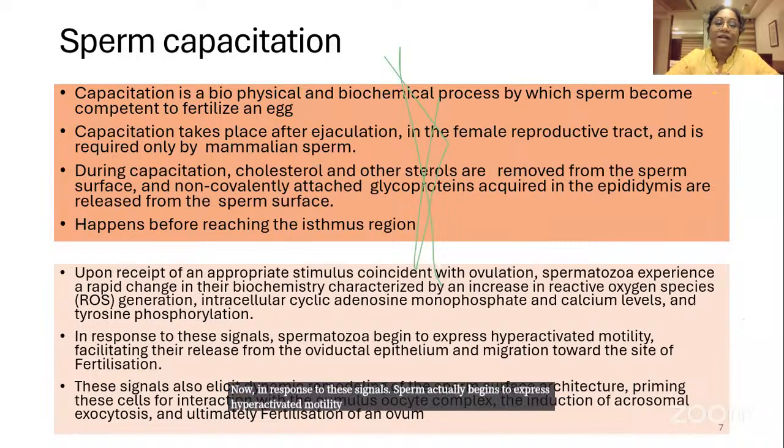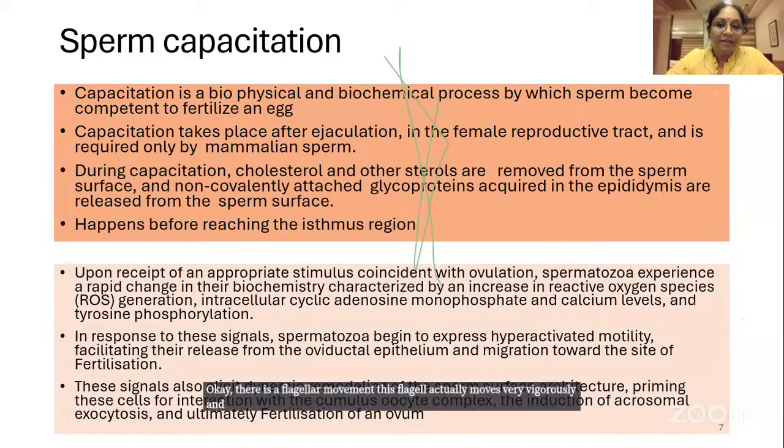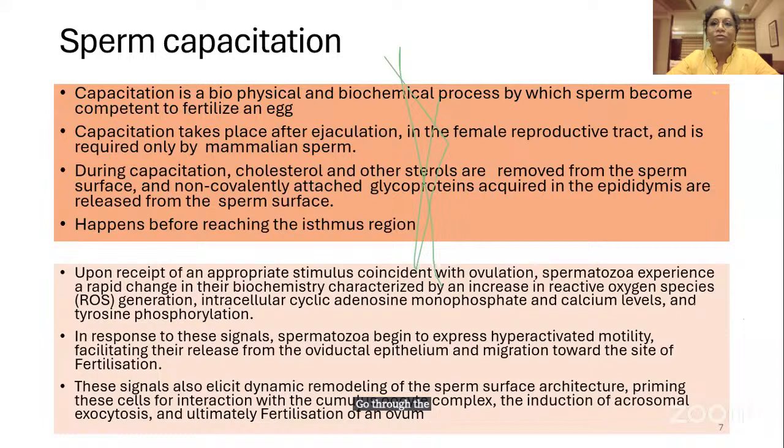And this is a very interesting phenomenon. If you look at the image of the hyperactivated sperm, it has different kinds of movement. There is a flagellar movement. The flagella moves very vigorously, and there is a movement in the shape of 8. There is also some cyclical movement. So the sperm does all these acrobatics so that it can go through the cumulus cells and through the zona pellucida and enter the oocyte.